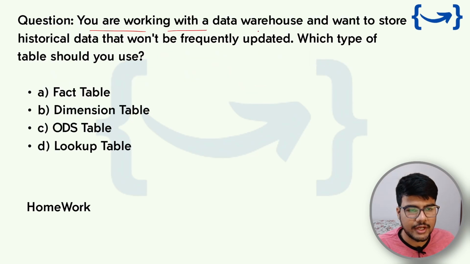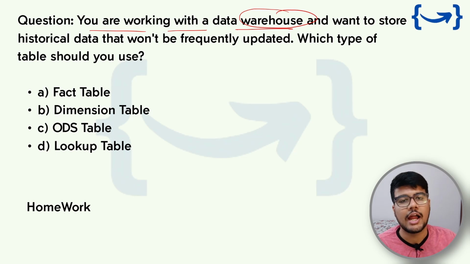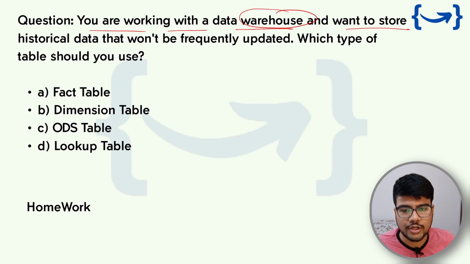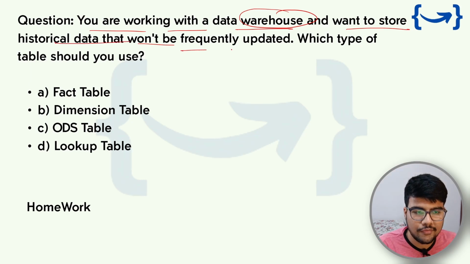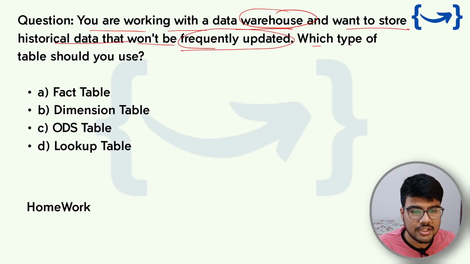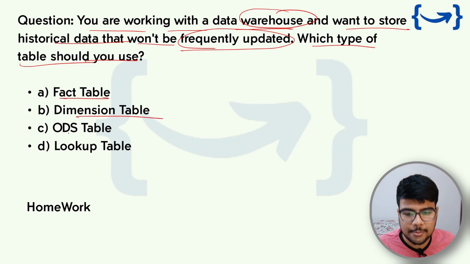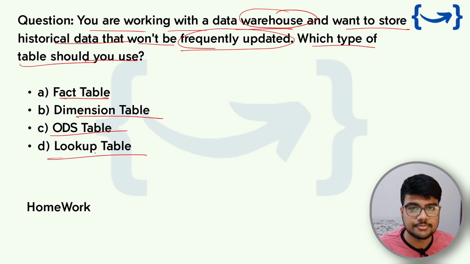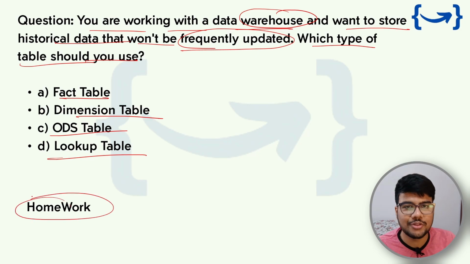You are working with a data warehouse. Data warehouse is one of the questions which continuously comes up in previous years, and you can expect it this year as well. You want to store historical data that won't be frequently updated. Which type of table should you use? Fact table, dimensional table, ODS table, or lookup table. I hope you got the intuition. It is homework. Let me know in the comment section what the right option is, and I will pin the correct option in the comment.